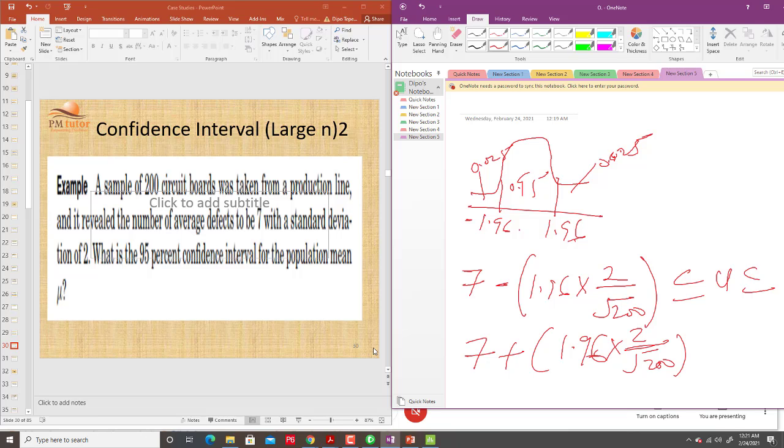Sheon, did you do it? This is what you get by the time you are through: 6.7 less than or equal to mu, less than or equal to 7.2. Salma, is this what you got?